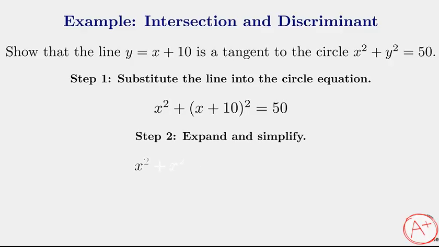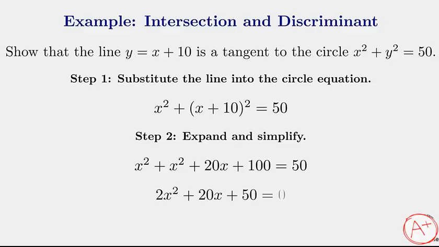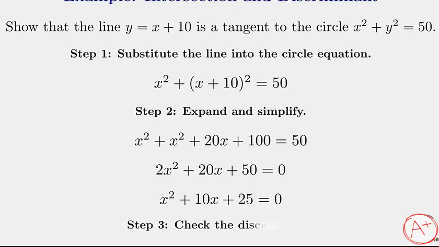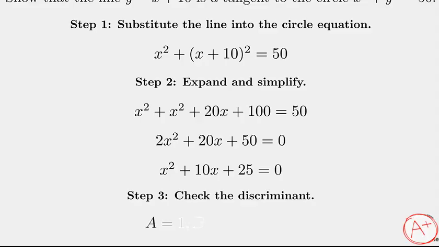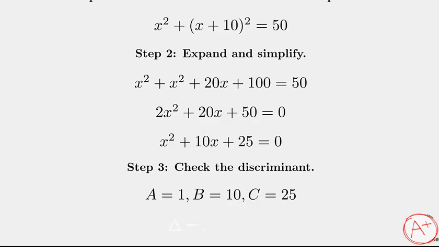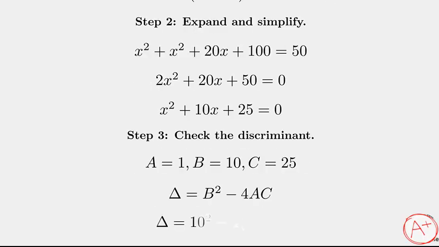Expanding the bracket, we get x squared plus 20x plus 100. Combining terms, we get 2x squared plus 20x plus 50 equals 0. Dividing the whole equation by 2 simplifies our work, giving us x squared plus 10x plus 25 equals 0. Step 3. Check the discriminant. Here, a is 1, b is 10, and c is 25. We use the formula delta equals b squared minus 4ac. This gives us 10 squared minus 4 times 1 times 25, which equals 100 minus 100, resulting in 0.